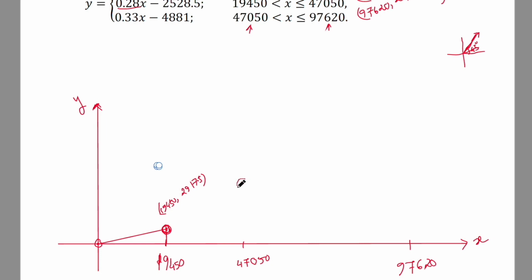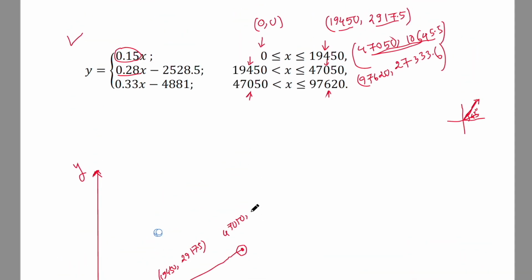So let us consider this point here. The second line will be like this one, and you need to put the coordinate of the initial point, which is the end of the first line, and the coordinate of this point is 47,050 comma 10,645.5.